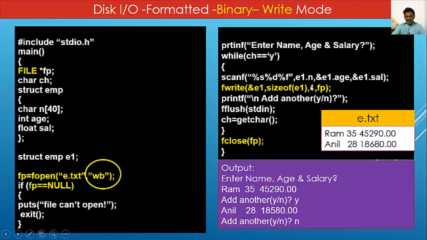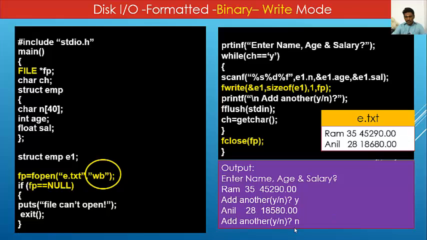Then we write that value. We get a new set of values, that is a new record, through the keyboard and store it into e1. Now we write the new record into fp, that is e1. So we write the next record into fp, that is Anil 28 18,680, which is stored into the file. Then it displays "add another record". If we press y, it continues to ask for another record. Then we write a record, and it continues.